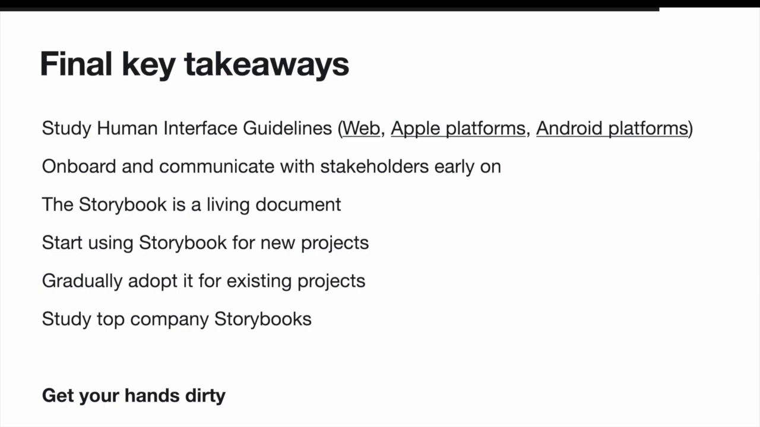So, final key takeaways. This is for every designer, every developer. Study the human interface guidelines for the web, for Apple platforms and Android. It will make you a better designer and a better developer, and both if you are part of the so-called developer unicorns out there. Onboard and communicate with the stakeholders early on. I said it again and again, but if you have to take one thing from this talk, it is to communicate with your peers.